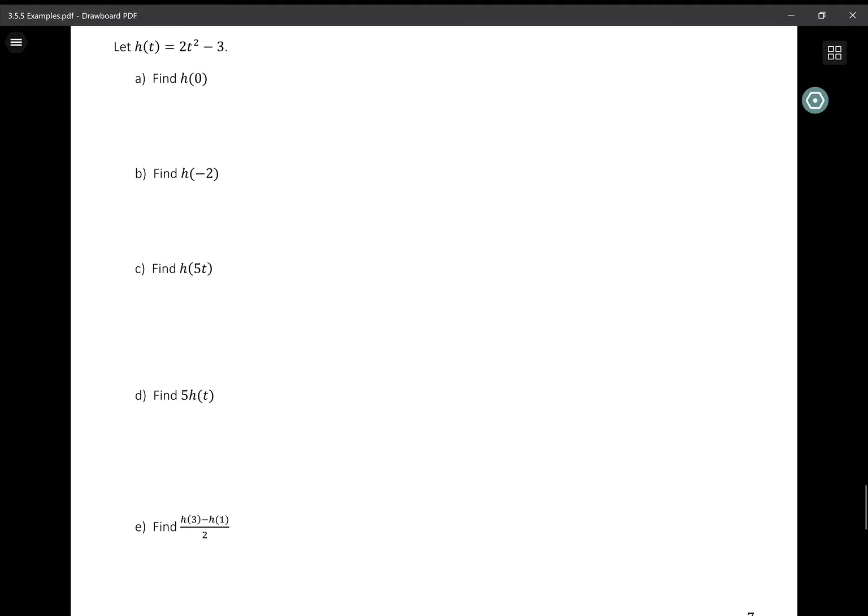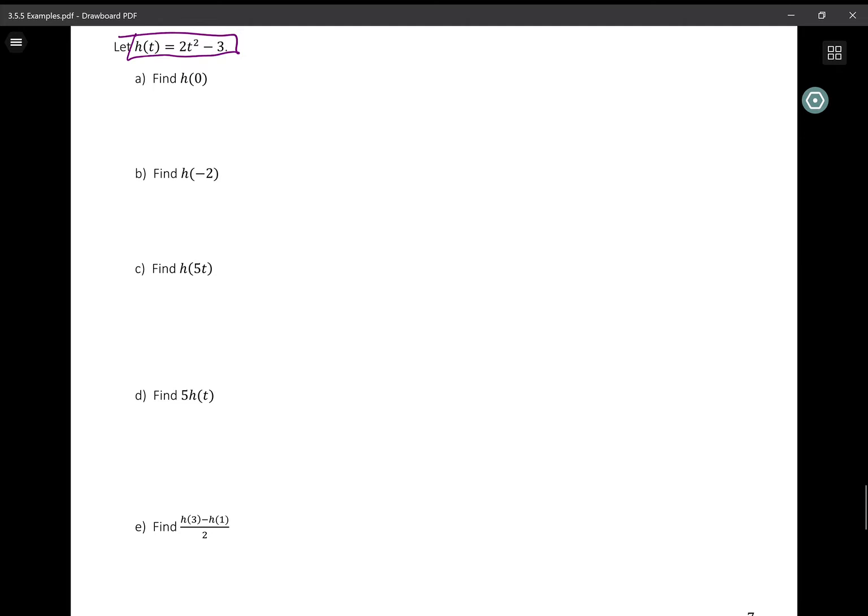Hi everyone. In this video, I'd like to work through how you evaluate a function that's represented by a formula. So in this case, our function is defined right here at the very top. H of t is 2t squared minus 3. And I think the most important thing is just that you really look at that and think of it as a rule that you're constantly going to be referring back to.